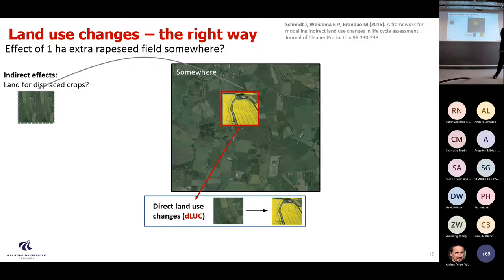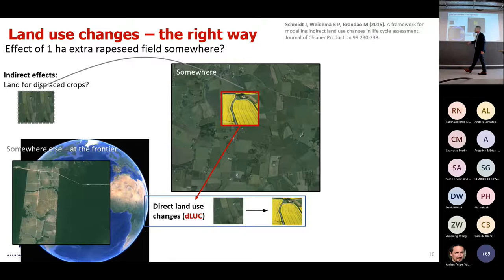This is just a picture of the border between where we are seeing the rainforest and the rainforest. It's just Google Earth from Brazil somewhere. And then we can expand arable land there, and we can start cultivating something, and we can compensate what we squeezed out from the rapeseed field. This is what we are calling indirect land use changes.